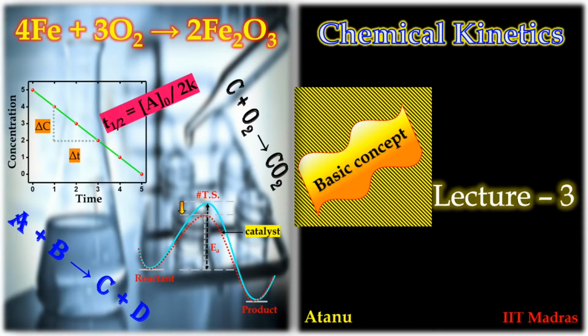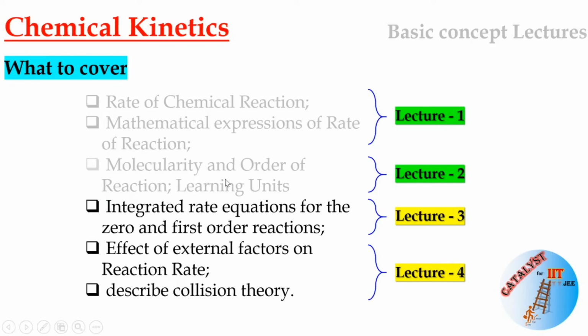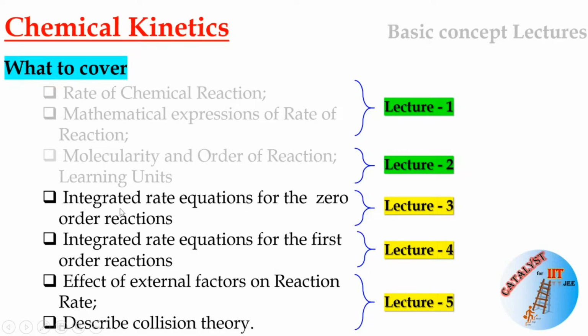This is the third lecture of our lecture series on chemical kinetics, and in this lecture we are going to talk about the integrated rate equations for zero order reactions and first order reactions. However, for better clarity, we divided this part into two lectures. So in this lecture 3, we are going to talk about the integrated rate equations for the zero order reactions only.